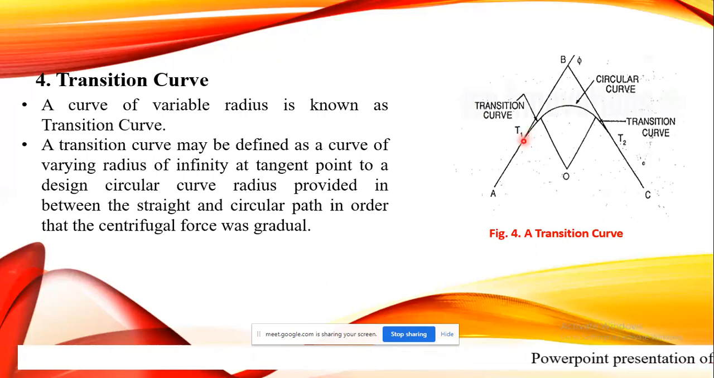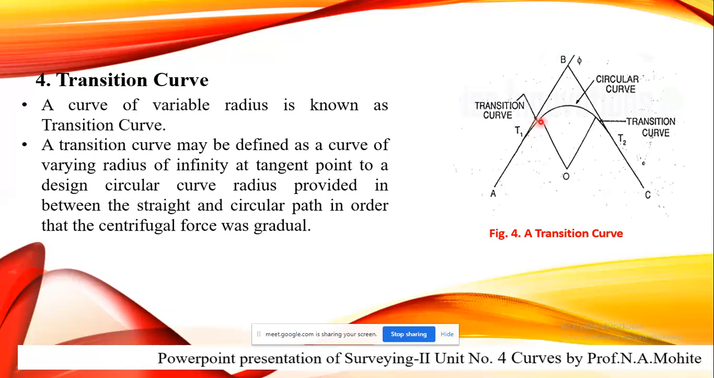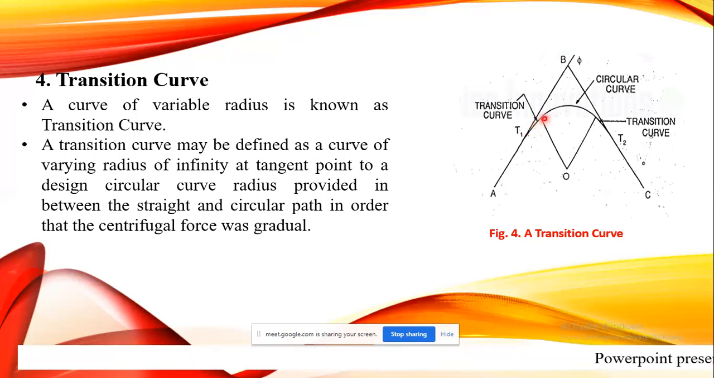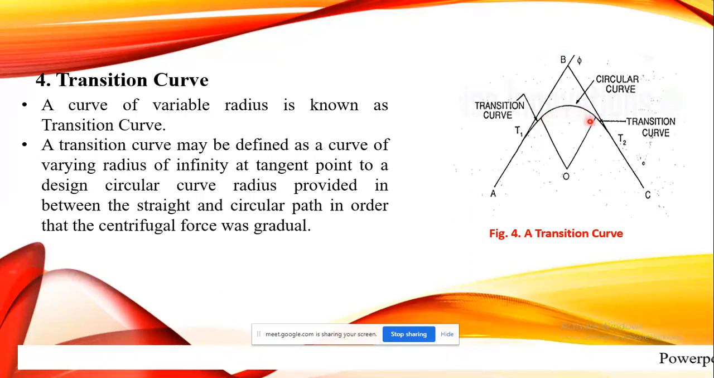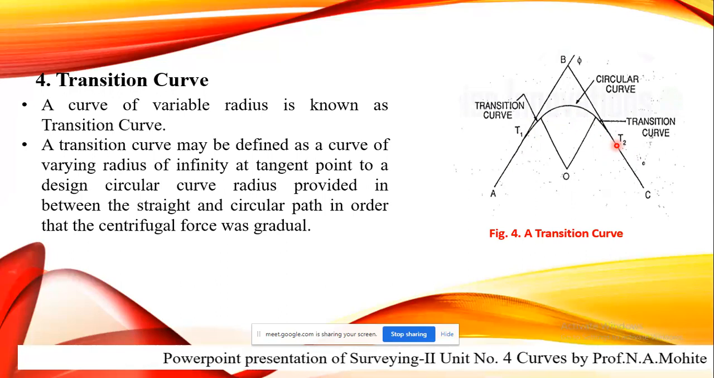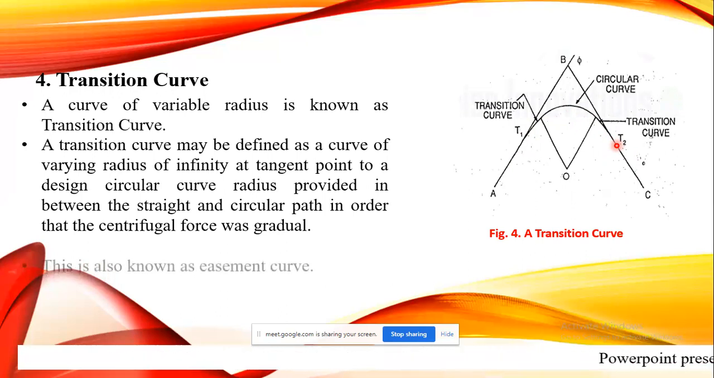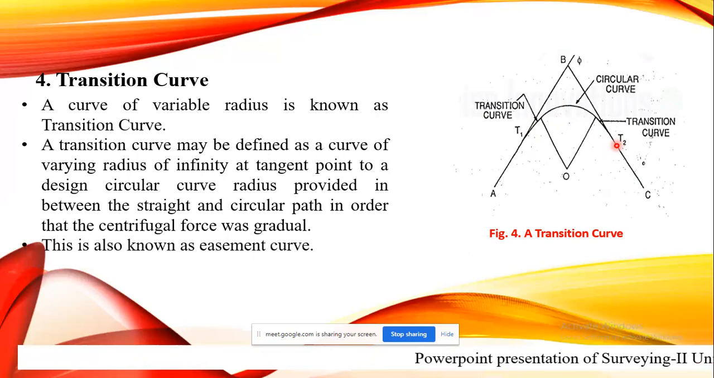Until it comes here in a straight line, it does not start taking the turn. Only when it comes here does it start taking the turn. Again, after taking the turn over this simple circular curve, in order to match with the next deflected alignment, it starts taking the turn from a certain radius up to infinite radius again. So this is nothing but a transition curve. This is also known as an easement curve.